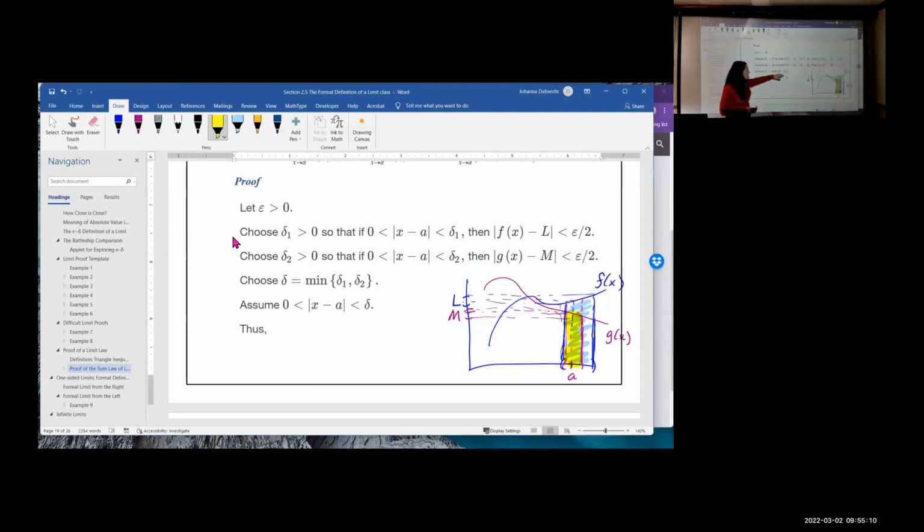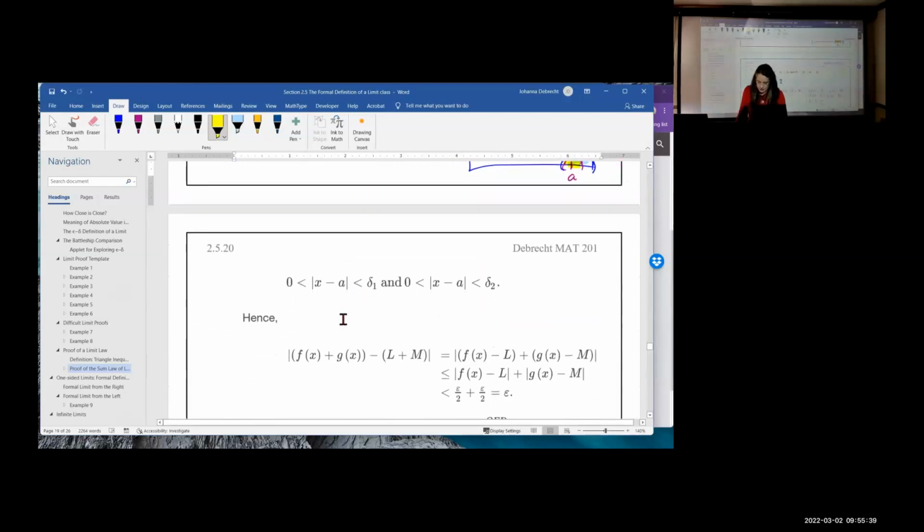So we pick the smaller of delta 1 and delta 2, and we let that be delta. Then we assume that x is within that delta distance, this yellow highlighted distance here. So as long as it's within there, it should fit within both regions to land our y values within epsilon over 2 of m and l. So that lands in both of those regions over there.